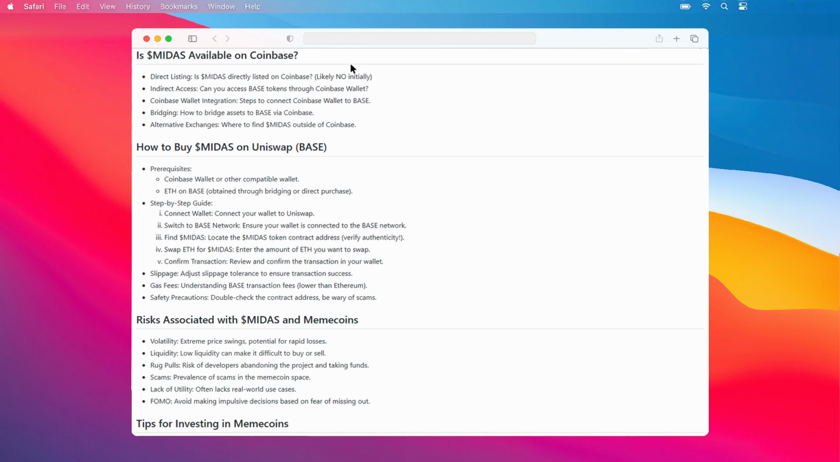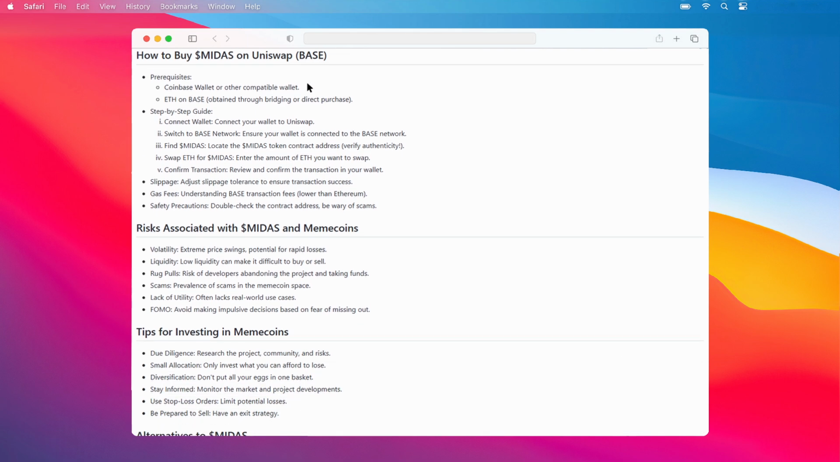How can you buy $Midas on Uniswap via Base? First, ensure you have a Coinbase wallet or another compatible wallet, and some ETH on the Base network, either obtained through bridging or direct purchase. Then, connect your wallet to Uniswap and switch to the Base network. Locate the $Midas token contract address, ensuring you verify its authenticity to avoid scams. Enter the amount of ETH you want to swap for $Midas and confirm the transaction in your wallet. Remember to adjust the slippage tolerance for transaction success and be mindful of Base transaction fees, which are lower than those on the Ethereum network. Always double-check the contract address and stay vigilant against scams.